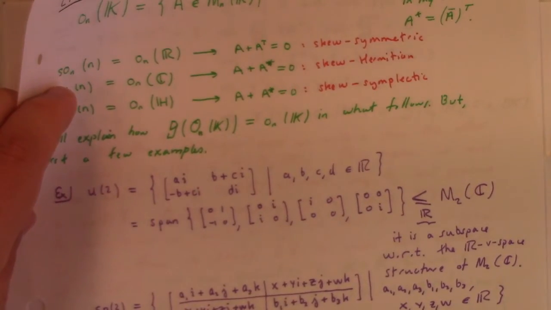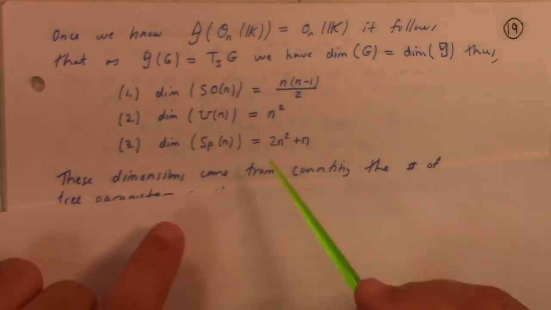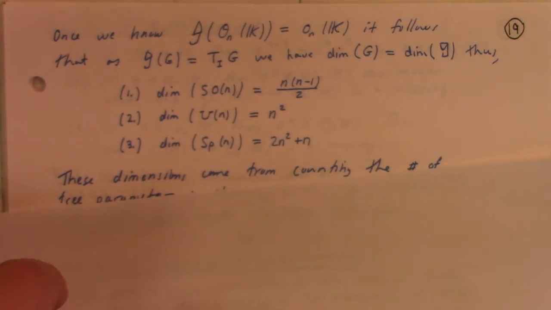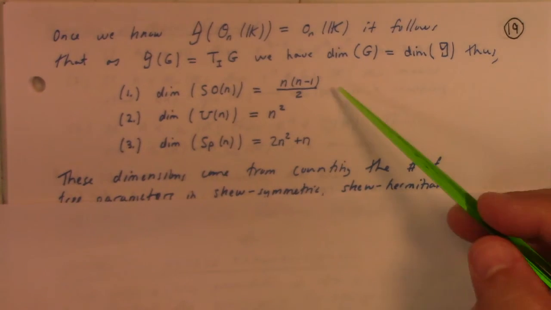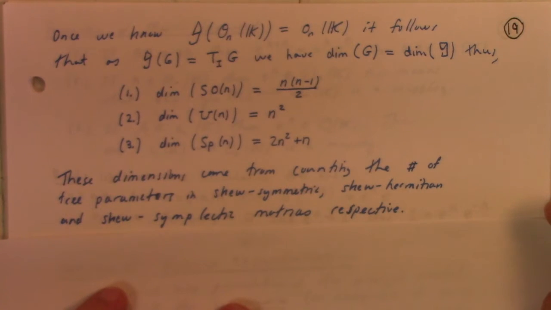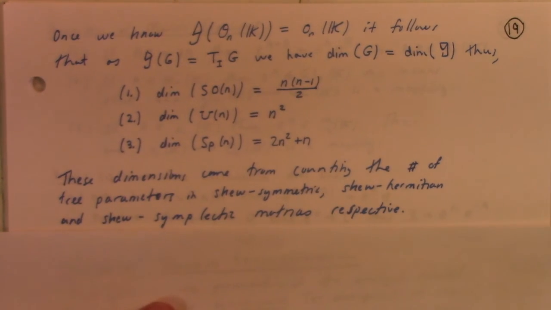Sp(2) is 10, supposedly, for the symplectic case, right? Remember Sp(2) is 10? So let's just do a quick check here on that formula. If I put in n equals 2, I get 2 times 4 is 8, 8 plus 2 is 10. Hey, well, you know what? I'm starting to trust those. So these dimensions came from counting the number of free parameters in the skew symmetric, skew Hermitian, and skew symplectic matrices respectively. And that brings us to chapter 6. So I'm going to pick it up again there. Thanks.